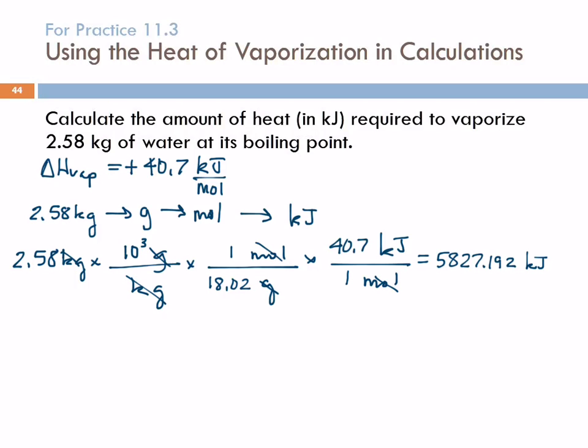I look at all the numbers that I have here. I'm just multiplying and dividing. I've got 3 sig figs, 3 sig figs, 4. So this should be rounded to 3 sig figs. So probably the best answer is 5.83 times 10 to the third kilojoules. 5,830. Not the best, but acceptable.